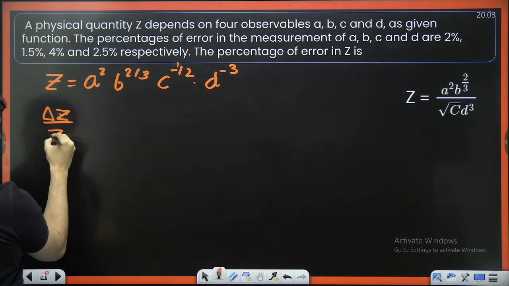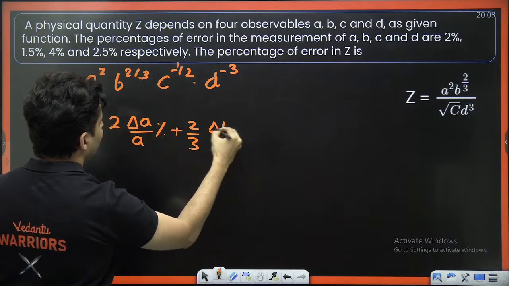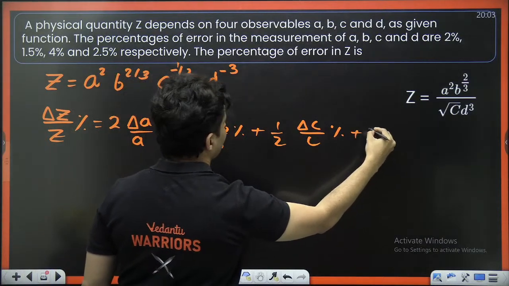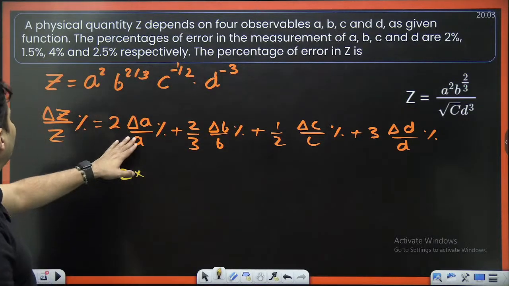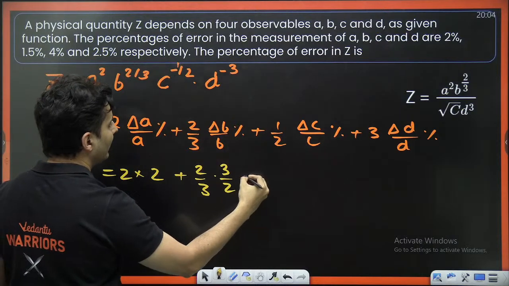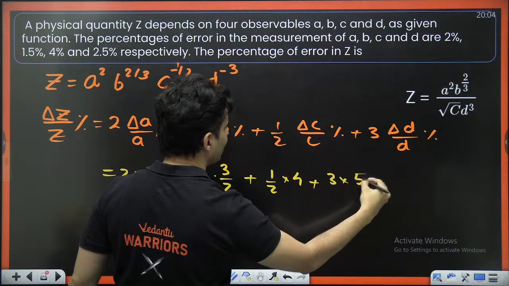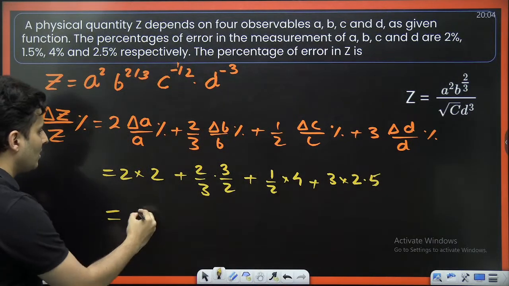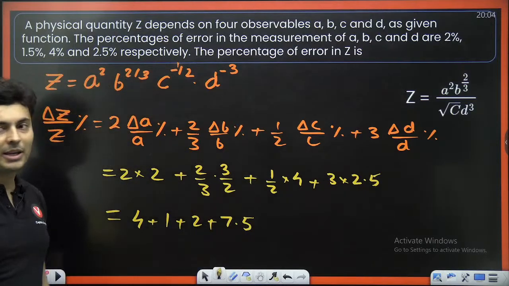So the percentage error in Z will be 2 times percentage error in A plus 2 by 3 times percentage error in B plus half times, always take modulus of the power, percentage error in C plus 3 times percentage error in D. Now substitute all the values. 2 into 2, plus 2 by 3 into 1.5, which is 1, plus half into 4, which is 2, plus 3 into 2.5, that is 7.5. How much is it coming out to be?